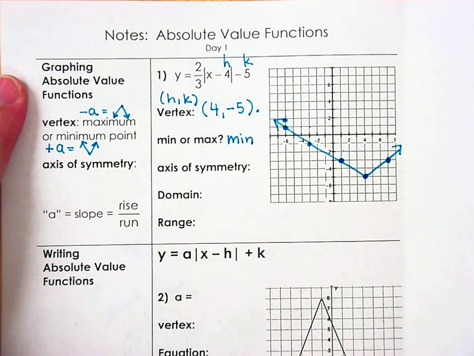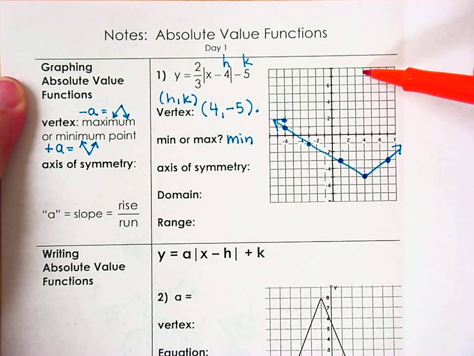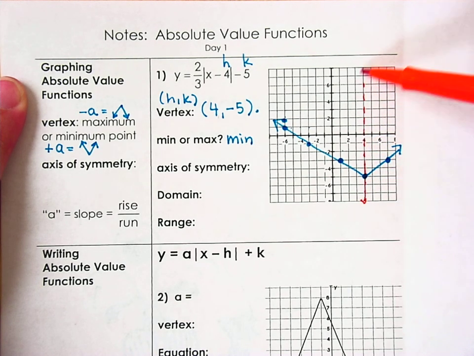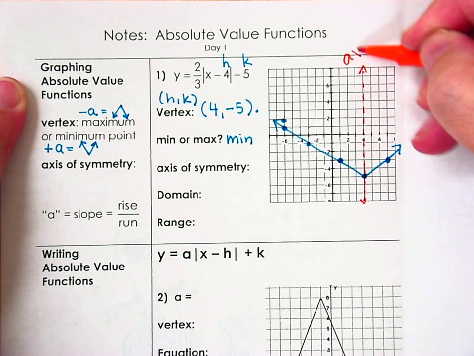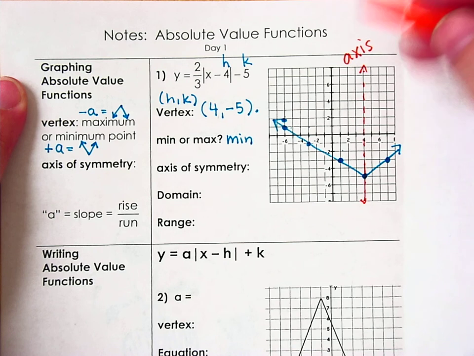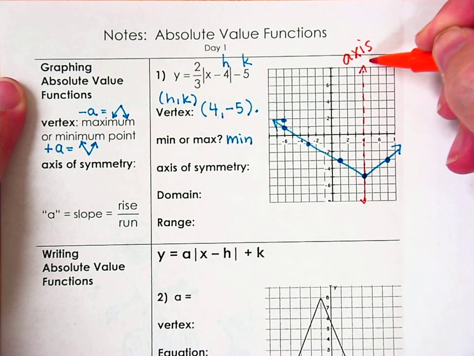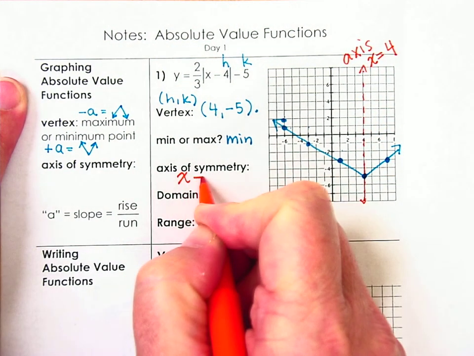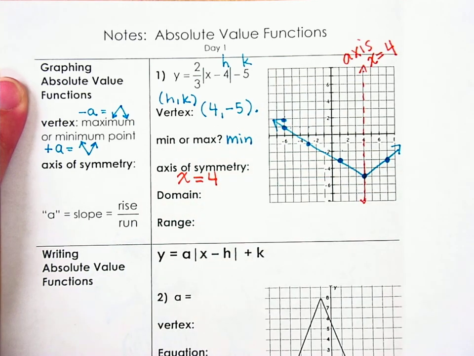The axis of symmetry can be found directly through the vertex going vertically straight down. That helps to remember that that's the axis of symmetry. And when we talk about the axis of symmetry, we're always talking about an equation. So in this case, the equation is a vertical line. So x equals, and it's going through the value of 4. So x equals 4 is the equation for the axis of symmetry.